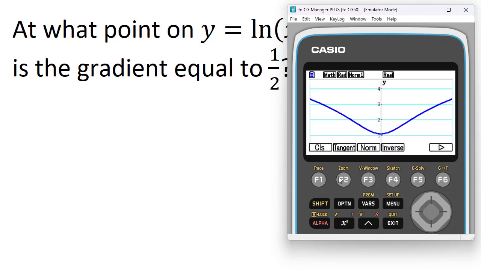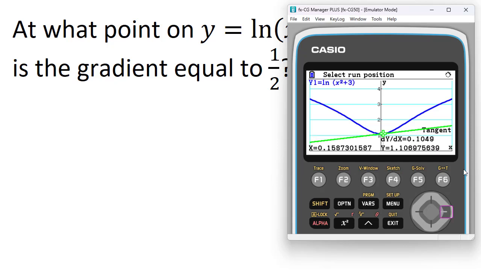Go to Sketch, Tangent, and I can search along here for when the gradient is equal to a half. You see it's equal to 0.48 there, 0.50. Maybe it's between those two. Well, it is between those two. Notice the way the x value is going above 1 and below 1. So maybe it's exactly 1.